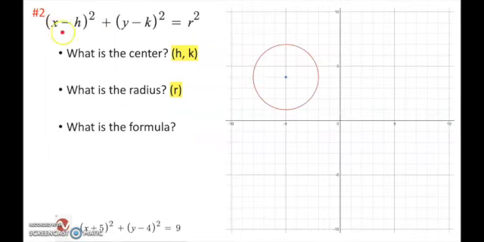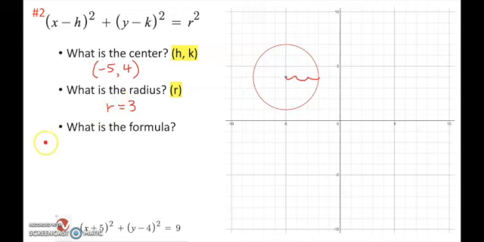Now example number 2. Let's take a look at this circle and let's find the center. So on the x-axis it's at -5, and on the y-axis it's at 4. So our center is going to be -5, 4. Now what's the radius of our circle? Let's count. 1, 2, 3. Our radius is equal to 3.